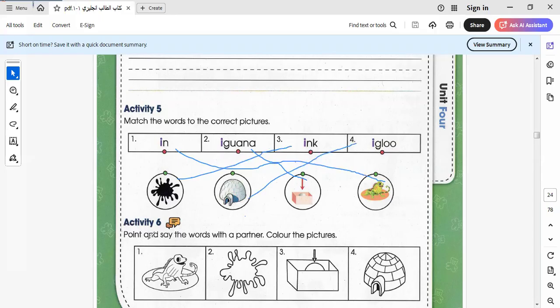Okay. Here we say point and say the words with the partner and color. Here we have igloo. Here is iguana. This is iguana. Ink. We can color it blue. We have here in. This is in, and this is igloo, as we know during the unit. Let's go to another item, or another question, in this unit.